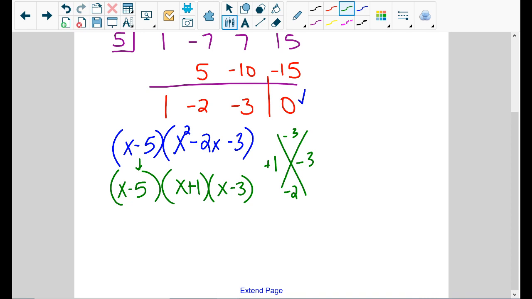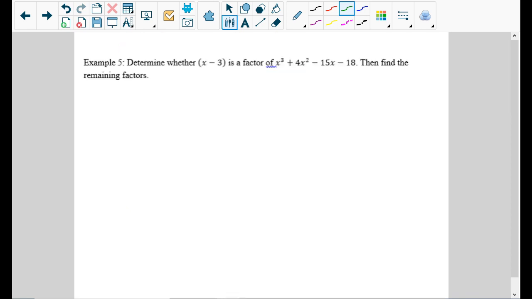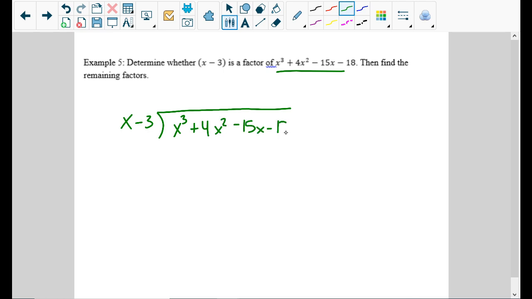So again, is it a factor? Looking for 0 remainder. Once I do that, I can break it down, and then hopefully I can break down the x squared of the remainder part. Let's take a look at one more. So determine if x minus 3 is a factor of our given expression here, then find the rest. So let's do long division on this one. So x minus 3, into x to the third plus 4x squared minus 15x minus 18.